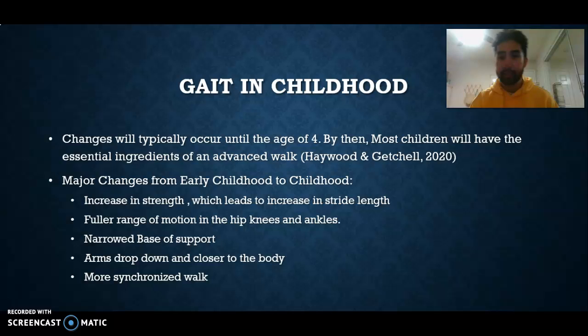So with that said, gait into childhood is when a lot of changes occur. Changes will typically occur until the age of 4. By then, most children will have the essential ingredients of an advanced walk, again as said by Haywood and Getchell. Major changes from early childhood to childhood include an increase in strength, which leads to an increase in stride length, fuller range of motion in the hips, knees, and ankles, a narrower base of support, arms dropping down closer to the body, and a more synchronized walk.